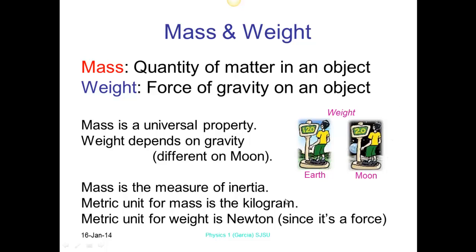Alright, so mass is the measure of inertia. Alright, so its metric unit is in fact kilograms for mass. The metric unit for weight is in fact newtons. Alright, but if you go shopping, you'll see things written in grams or kilograms. Technically, they should be using the other term.